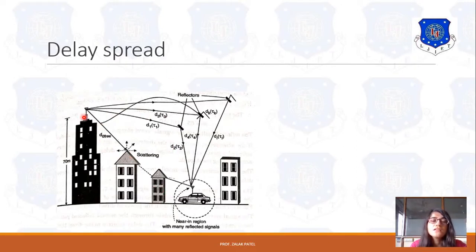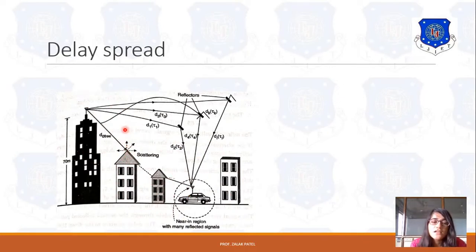But over here that is not the case, because you can see that between this transmitter and the receiving antenna there are some obstacles, like these two buildings, and because of these two buildings scattering will occur at different points. Now, what is scattering?